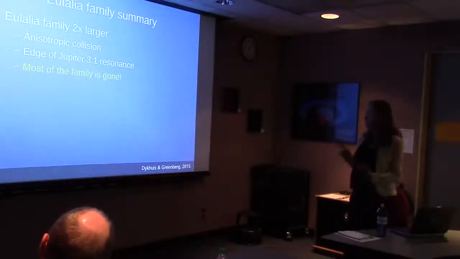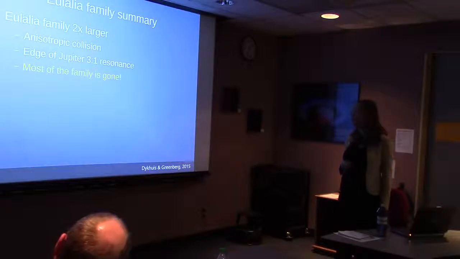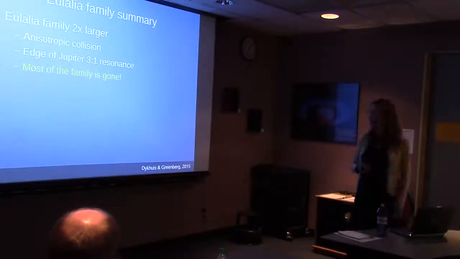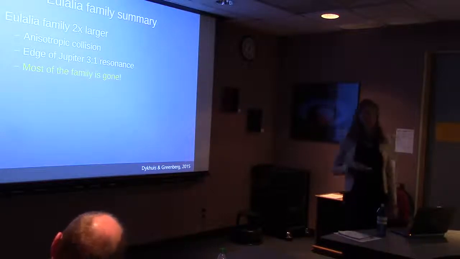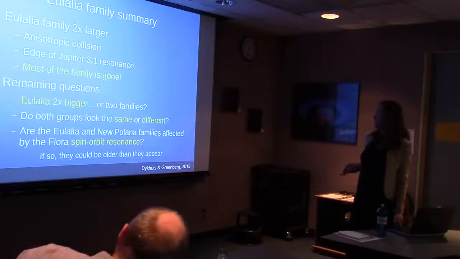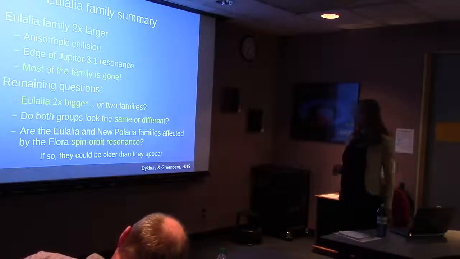So in summary, what I just said, the family could be 2 times larger, an anisotropic collision. It sprayed things in 2 different directions. And most of the family then is gone, but we can learn from what's left. And this leaves a lot of remaining questions.